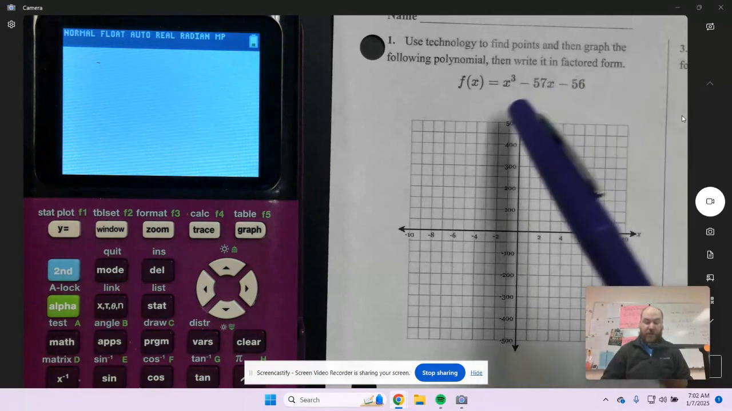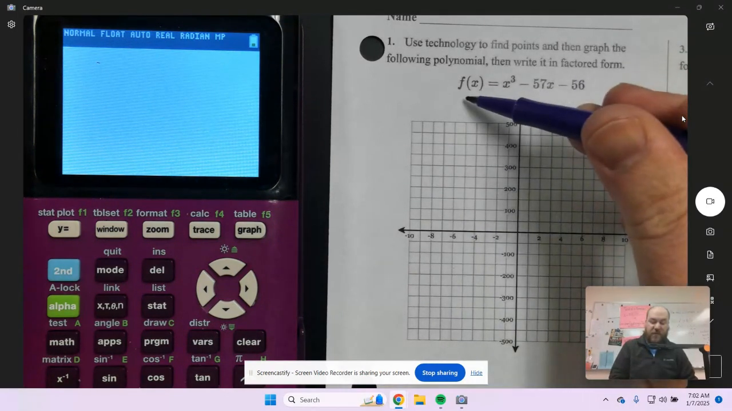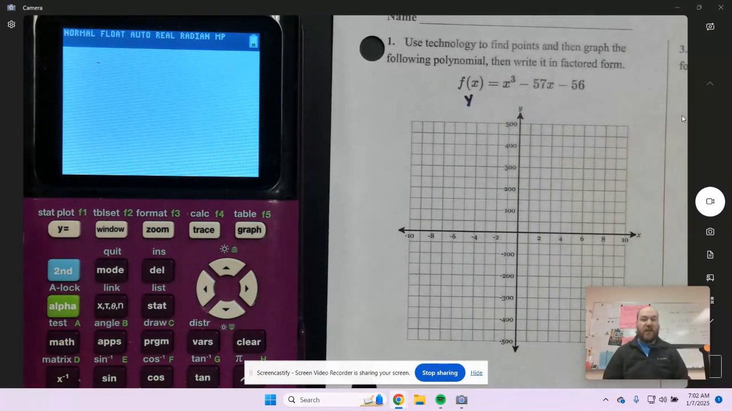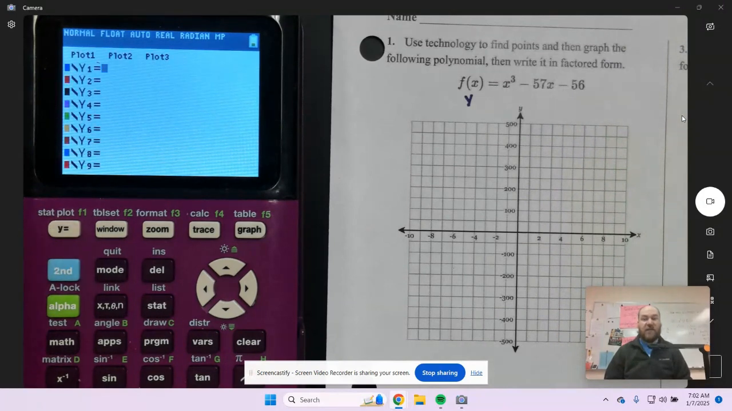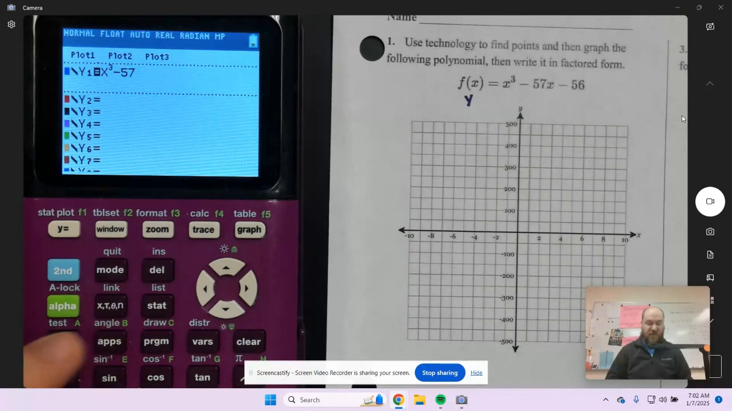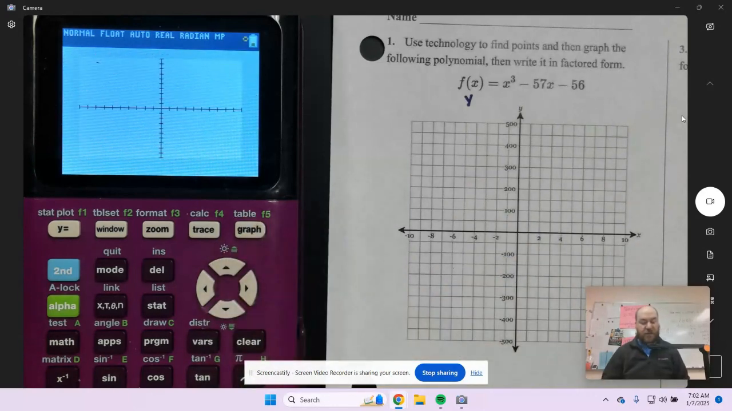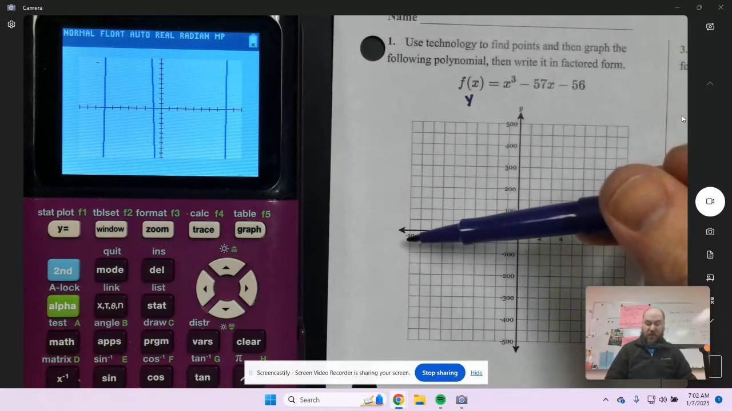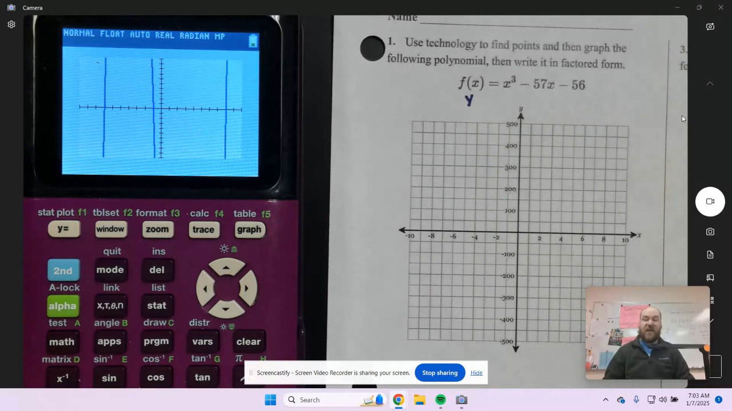So to graph this, remember that f of x is really the same as y. So I'm going to hit y equals to graph this. And I'm going to type in x to the third minus 57x minus 56. Now, when I hit graph, we might see something. In fact, we do see most of the graph. But if you look on the paper here, you'll see that the x and y axis count by different numbers.